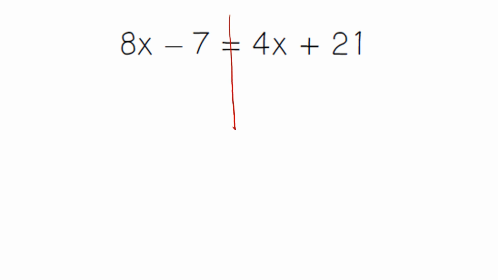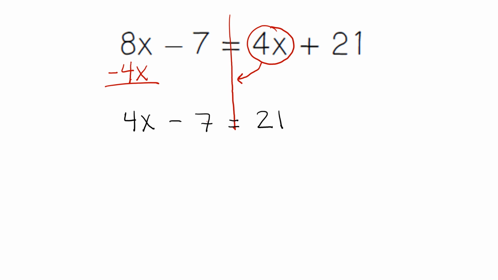Step number 3 tells us to combine the variables on the left side. Looking at this equation, 8x is already on the left-hand side. The 4x is on the right-hand side. We take the 4x, we do the opposite, we do a minus 4x, and we solve. 8 minus 4 is 4. We bring down the minus 7 because we did not use that part, and we bring down the positive 21 because we did not use that part either.